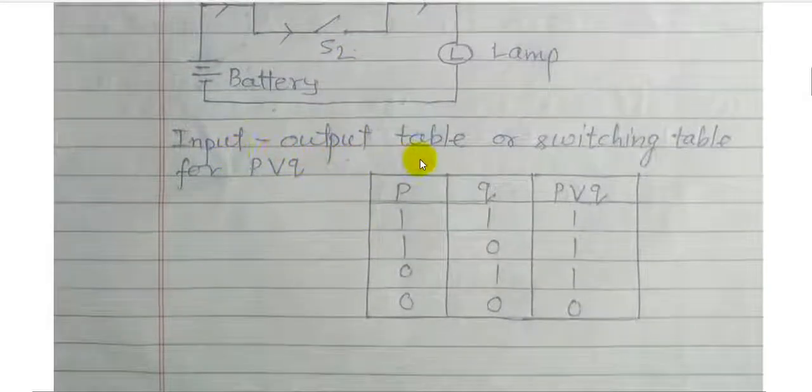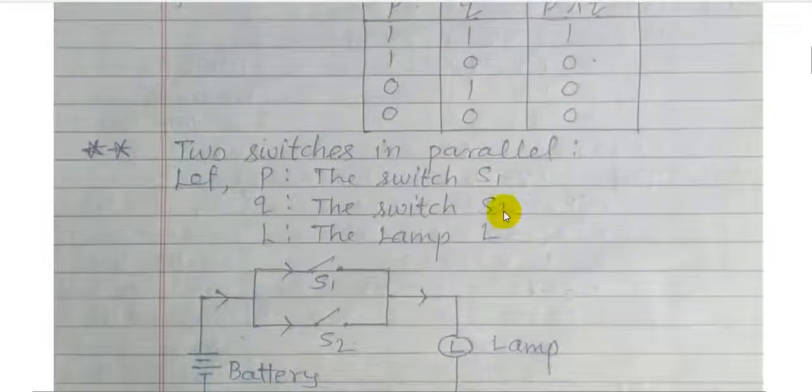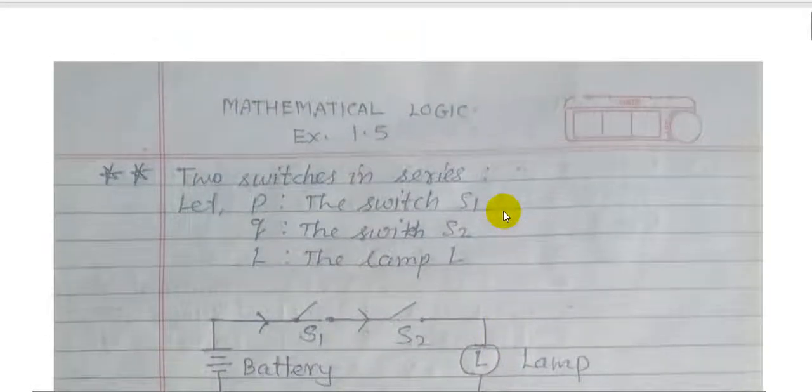So now see the input output table or switching table for P or Q. So P 1 1 0 0, Q 1 0 1 0, and P or Q here: 1 or 1 is 1, 1 or 0 is 1, 0 or 1 is 1, 0 or 0 is 0. Clear? So there are two formulae for switching circuits, P and Q, and second one P or Q.